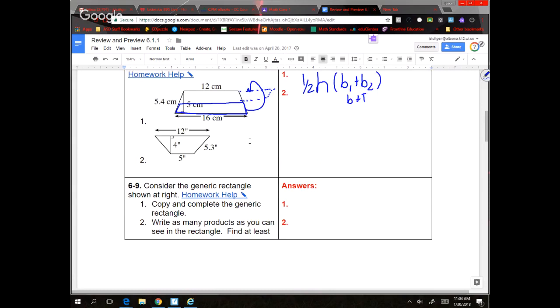So this first one here should be 12 plus 16 is 28 times half of 5. Half of 5 is 2.5. So 28 times 2 is 56. And half of 28 is 14. So I add those together, and I get 0, carry the 10, 70. So that should be 70 square centimeters. Excuse me, that one is centimeters.